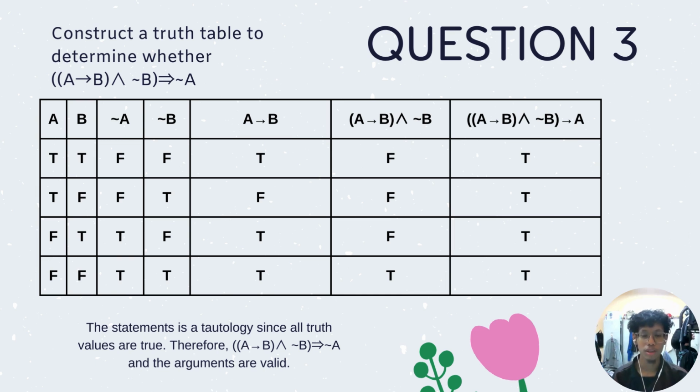So based on the truth table, we can make a conclusion, which is the statement is a tautology since all the truth values are true. Therefore, ((A implies B) and negation of B) implies negation of A, and the argument is valid.